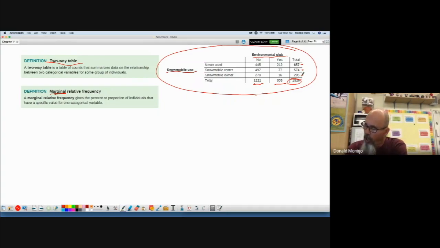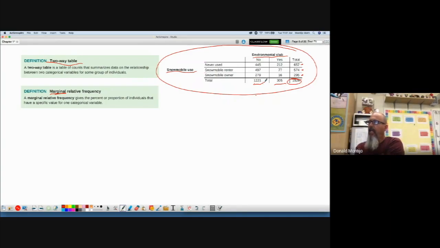So we'll have a column variable, which goes up and down. The column variable would be the environmental club, and the row variable would be the snowmobile use. Now, marginal is talking about these totals out here. A marginal relative frequency gives the percent or proportion of individuals that have a specific value for one categorical variable. Marginal, you're going to be using the totals.